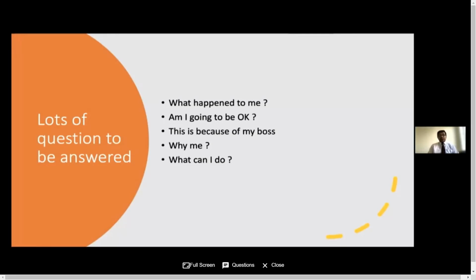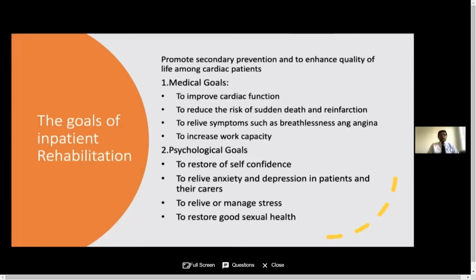What can I do? Will I be able to be the breadwinner for my family? Will I be able to go to normal work? These are the questions to be answered. So the goal of cardiac rehabilitation is to answer these burning questions of the cardiac patients. The goals of inpatient rehabilitation are to promote secondary prevention and to enable quality of life among cardiac patients.